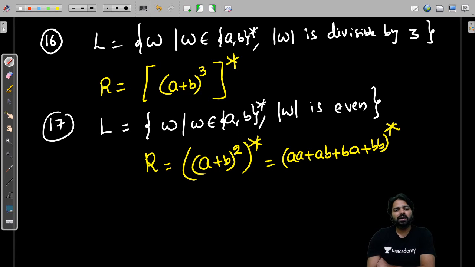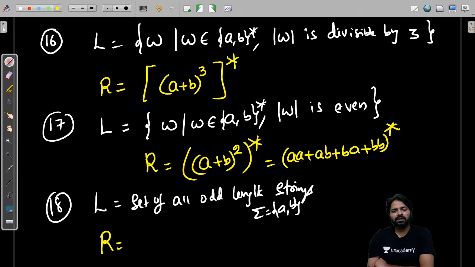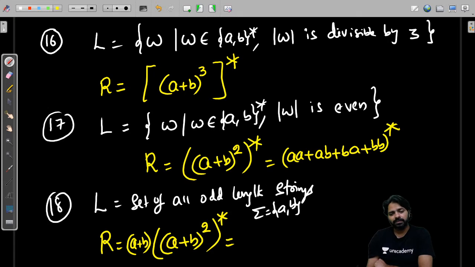And 18. If I want odd length strings, set of all odd length strings over A comma B. Sigma is equal to A comma B only. So how do you represent that? I have replaced even with odd, right? And even only will guarantee odd. So even first guarantees it, then add 1 length string before or after, your choice. Dot A plus B.